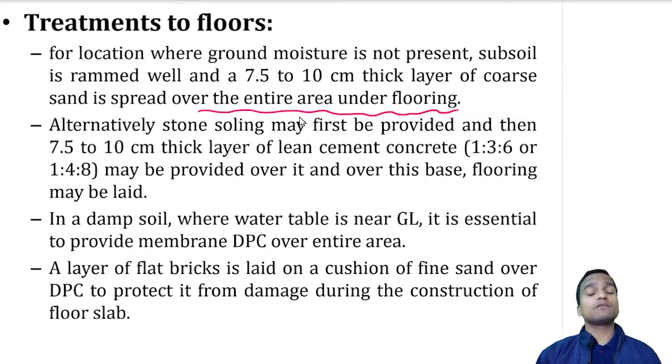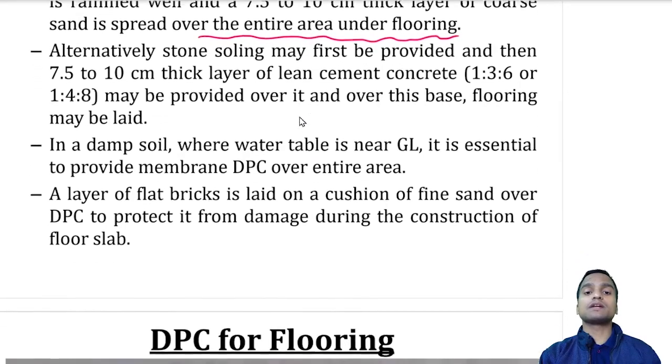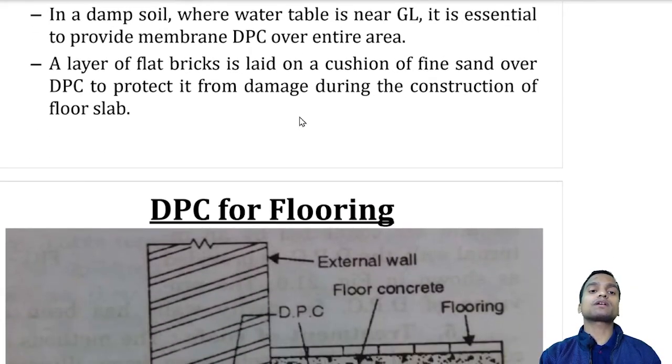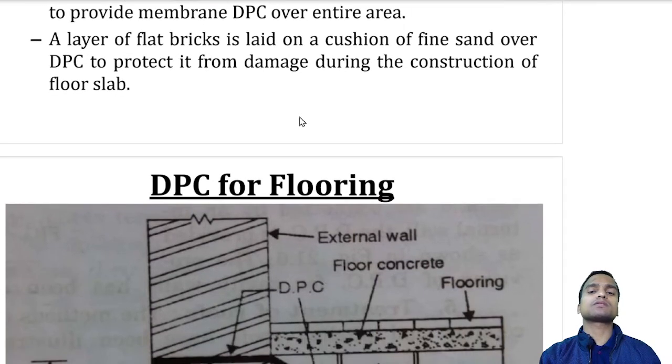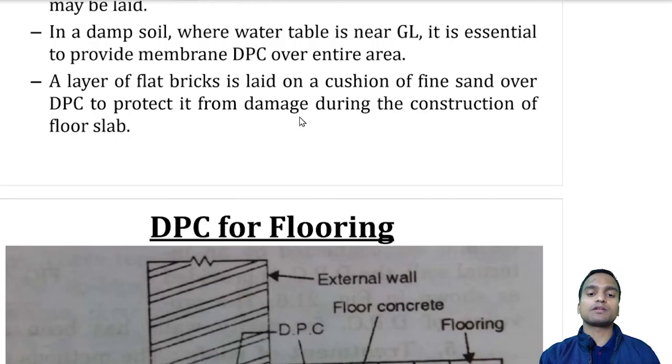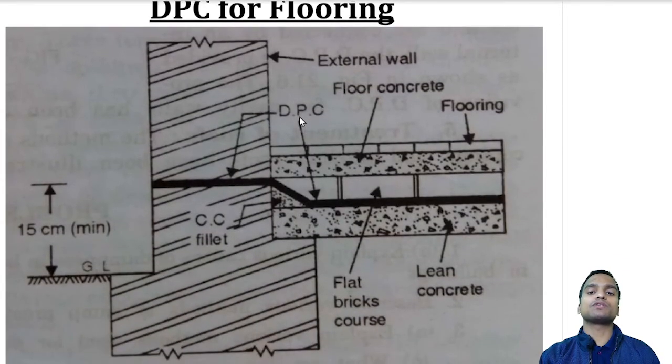In a damp soil where there is huge hydrostatic pressure and water table is near ground level, it is essential to provide DPC membrane over entire area of the floor. And a layer of flat bricks is laid on a cushion of fine sand over DPC to protect it from damage during the construction of floor slab, just like in brick cover waterproofing we have learned. And this is how DPC for floor is also done.